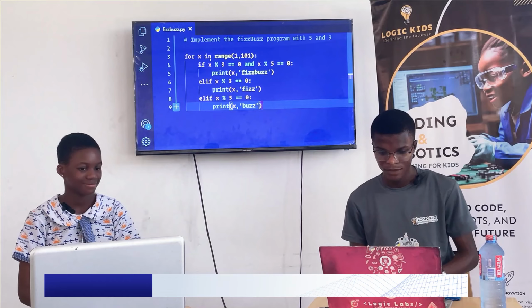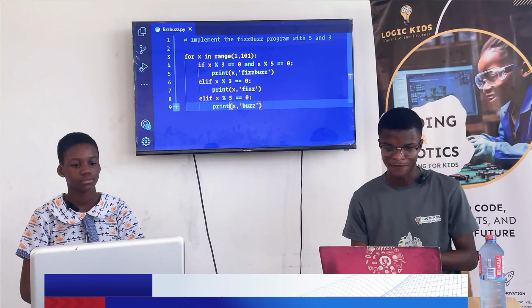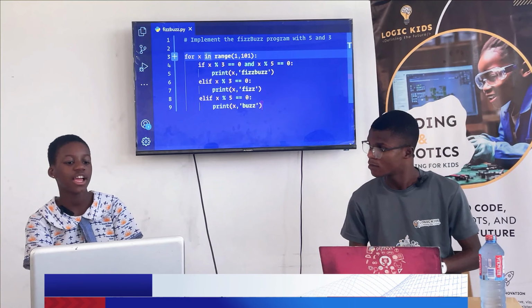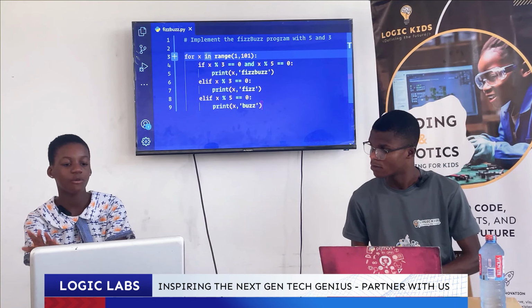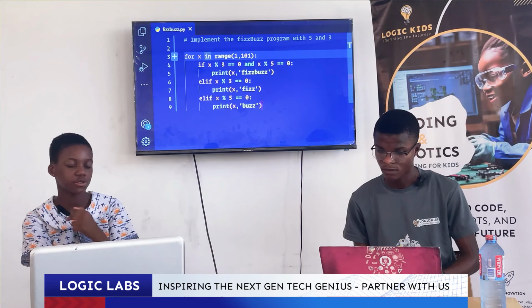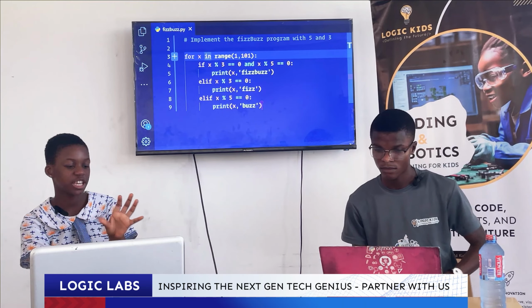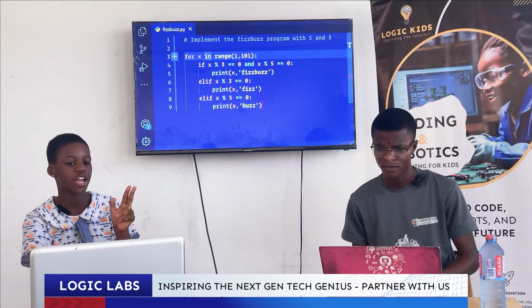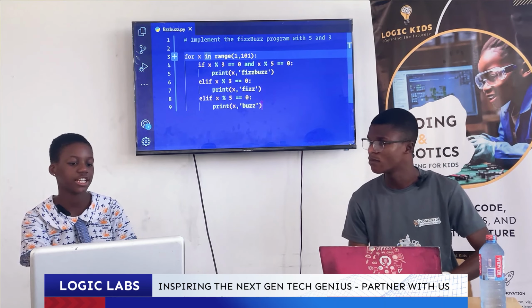I'm done. Okay, so explain what you've done. So for X in range 1 to 101, the reason why I did range 1 to 101 is because when it's always running, it always takes away the last number. So if I did 100, it will end as 99. So in order to get 100, I did 101.